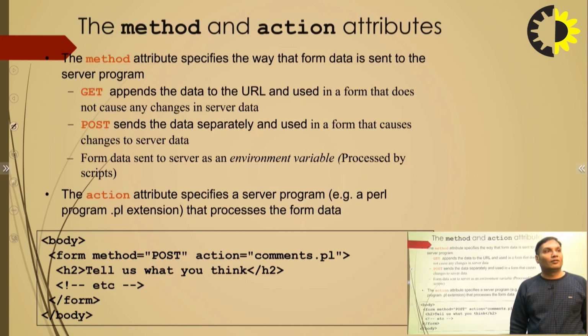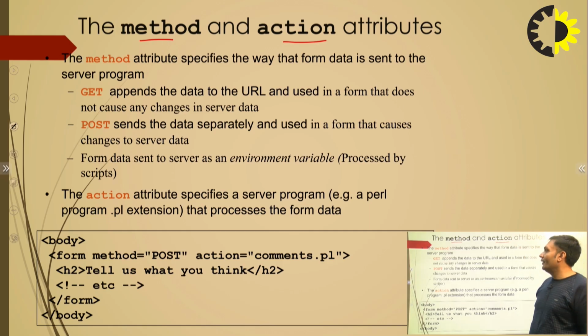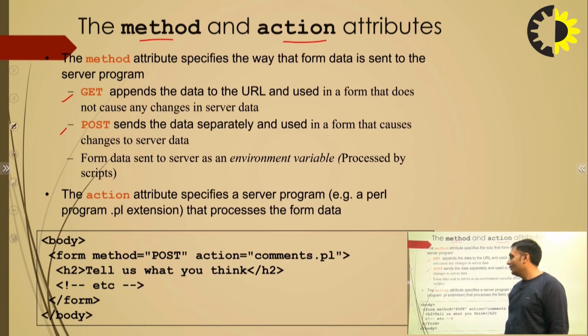So let's see the attributes of the form. There are method and action. These are the two attributes. The method can be of two types, the get method and the post method. And action is the attribute that is used to redirect the form.